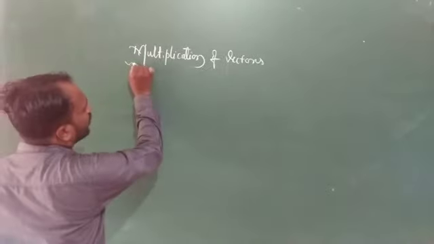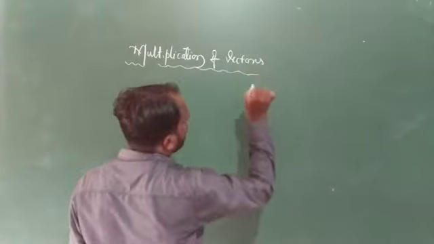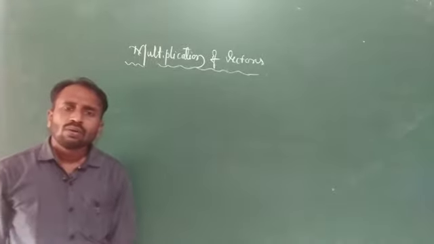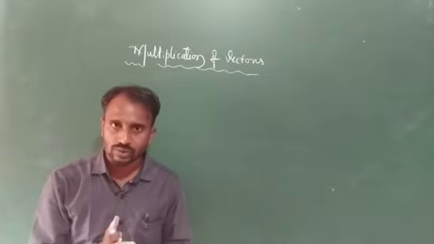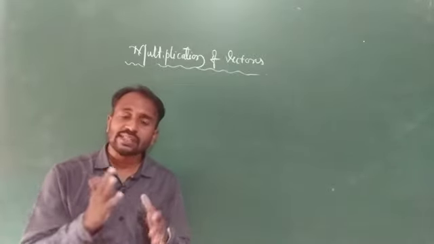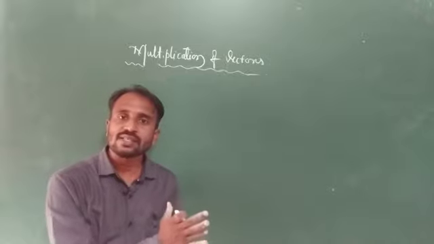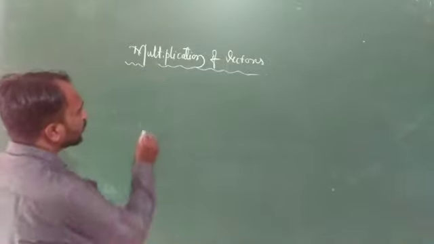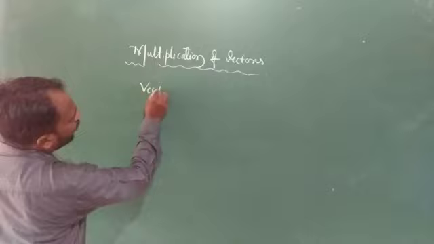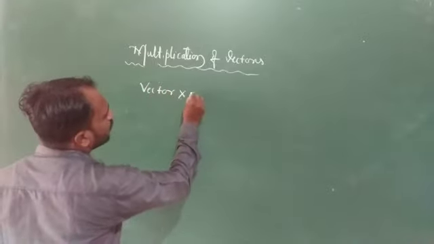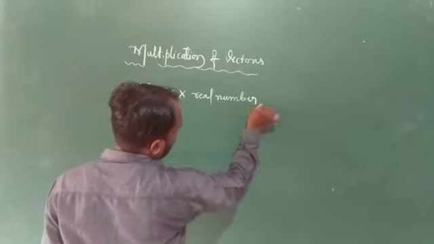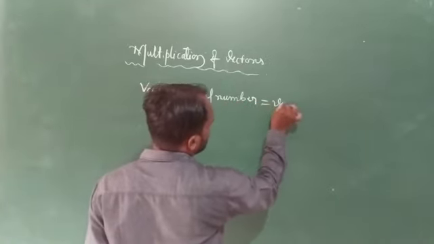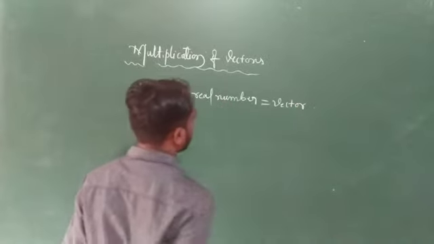Okay, so multiplication of vectors. It means a vector multiplied with a real number, and its value we always consider a vector. A real number into a vector is always a vector.